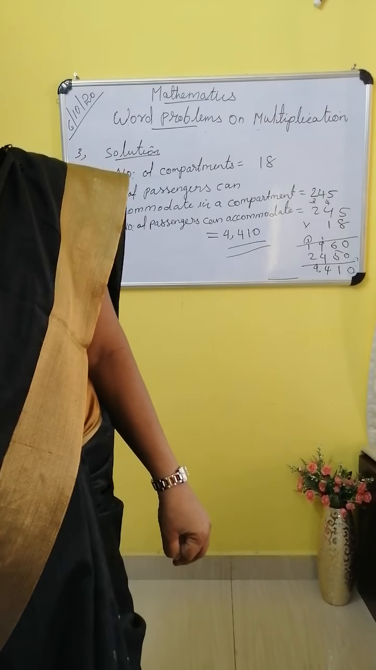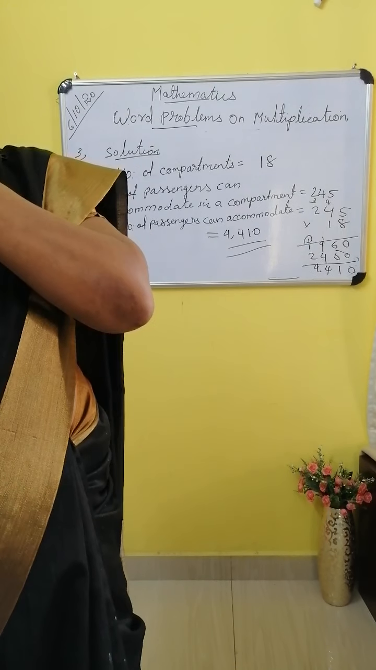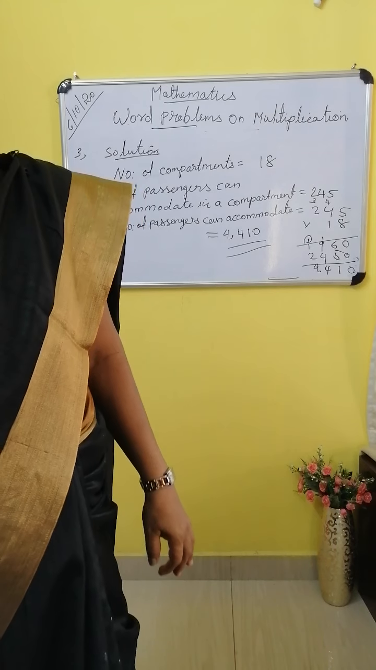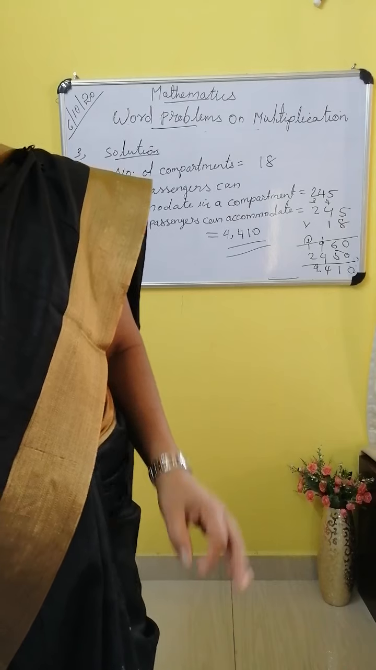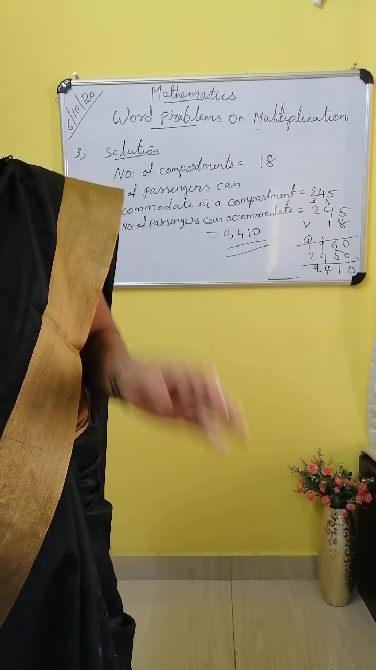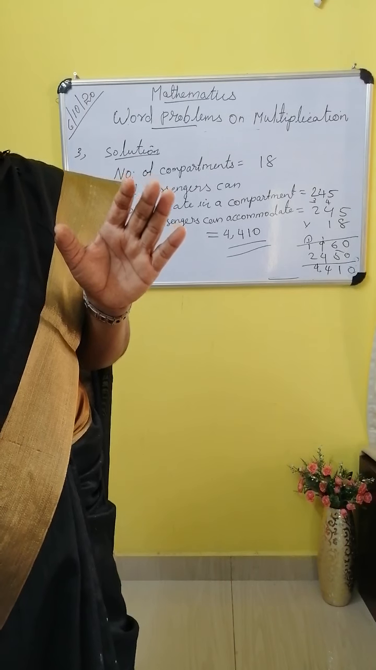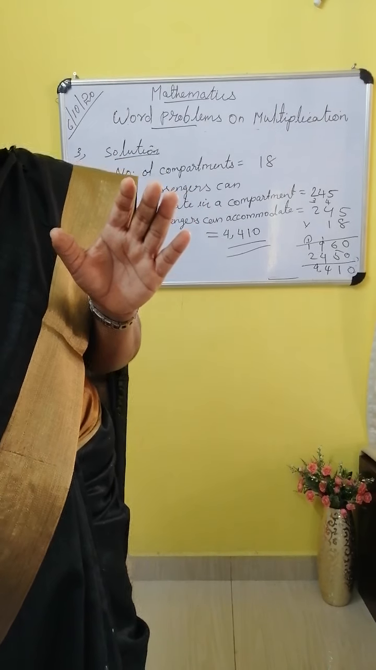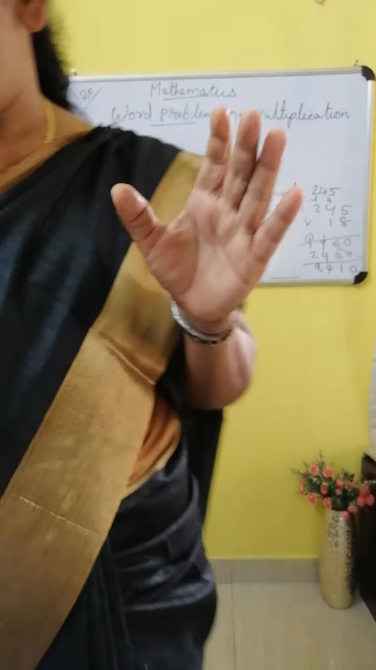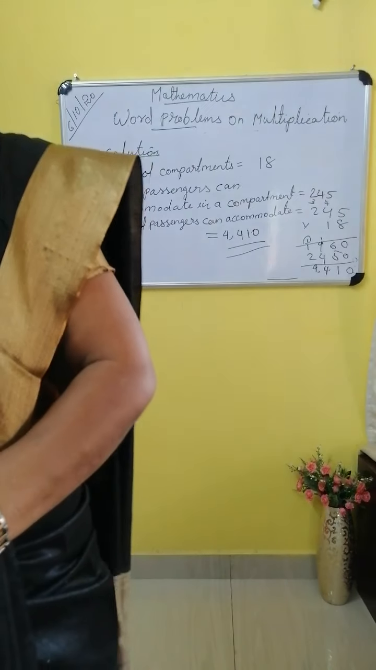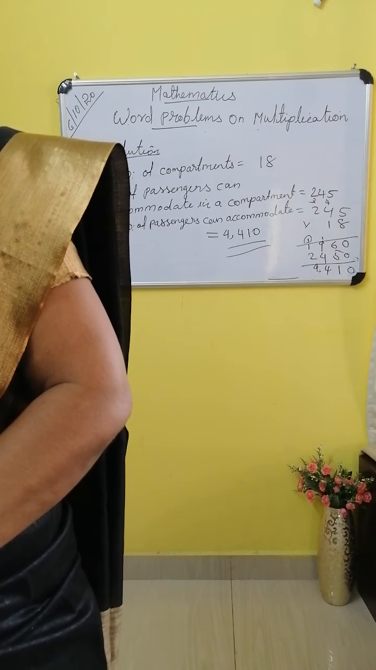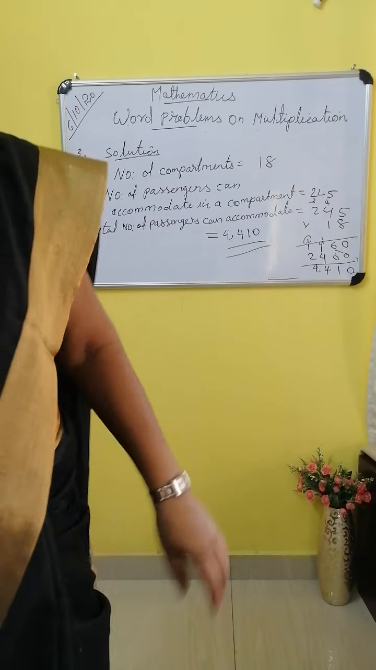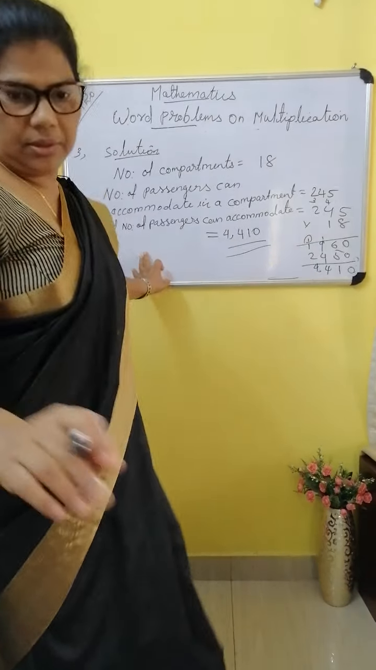Next one, number 4. How many hours are there in 25 days? All of you know, in one day how many hours? 24 hours in a day. So that you have to find out first. Number of hours in a day. Okay, number of hours in a day. So you can rub it.